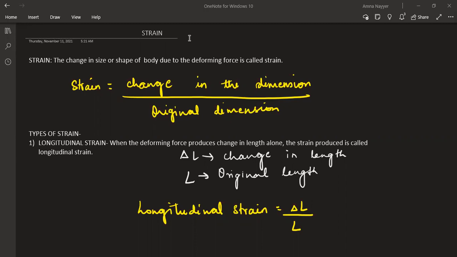Now coming to strain. Strain is whatever is the change. See, three types of changes we had studied: change in shape, change in volume, change in length. So whatever is the change that has occurred, divided by the original dimension. Like, let's talk about length. Whatever change in length has been observed, divided by whatever was the original length. This is known as strain. So stress was force per unit area, strain is change in dimension by original dimension. Since the types of dimensions which are changing are different, types of strains will also be different.